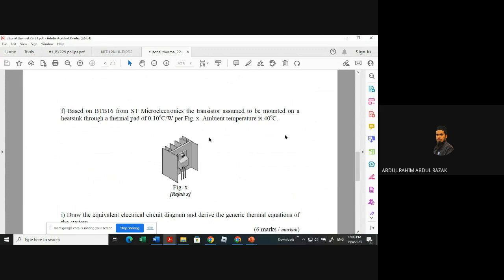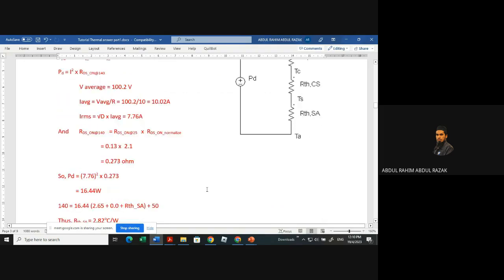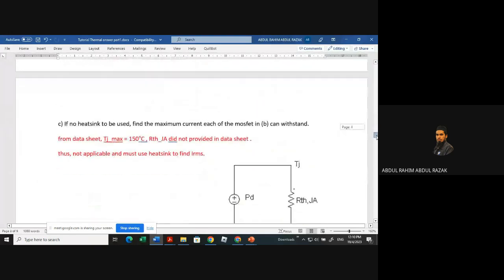Ni soalan exam bila ni. Aduh, 3 tahun lepas. So based on BTB12 ST microelectronic transistor system that mounted on the heatsink through thermal pad 0.1 degree C per watt. Ambient temperature 40 degree C. Nampak tak? So required here to draw equivalent circuit of your, draw thermal circuit lah of your system here. So even though not being requested, please draw lah. Because you need to refer to the circuit for overall consideration lah.